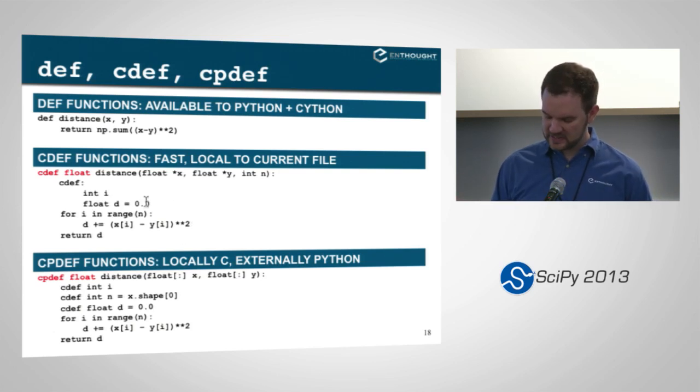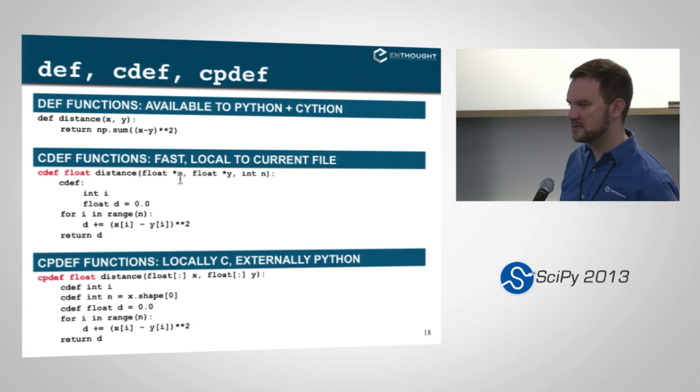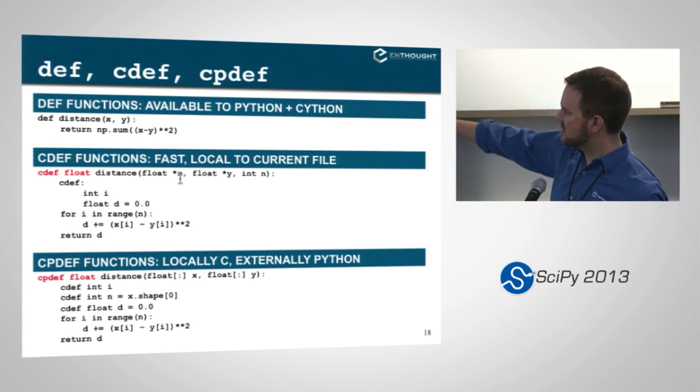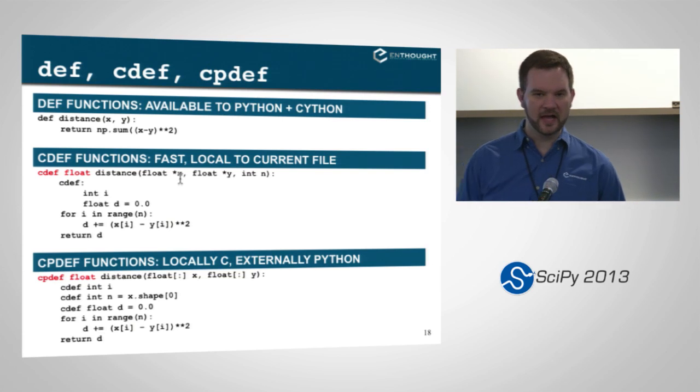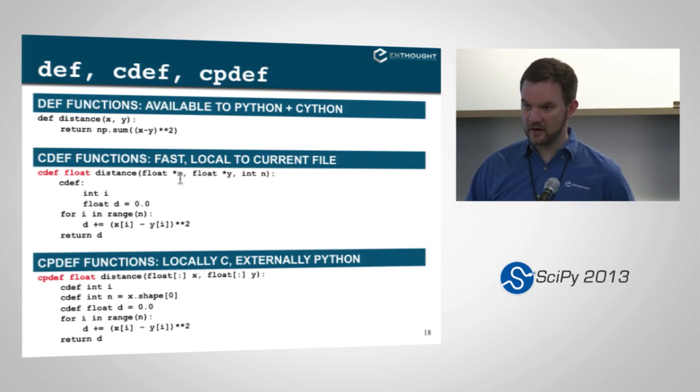Our distance function here that took two C array pointers, you couldn't take that and just declare it as cpdef. That wouldn't be allowed because, again, Cython doesn't know how to convert something to a C array out of the box.